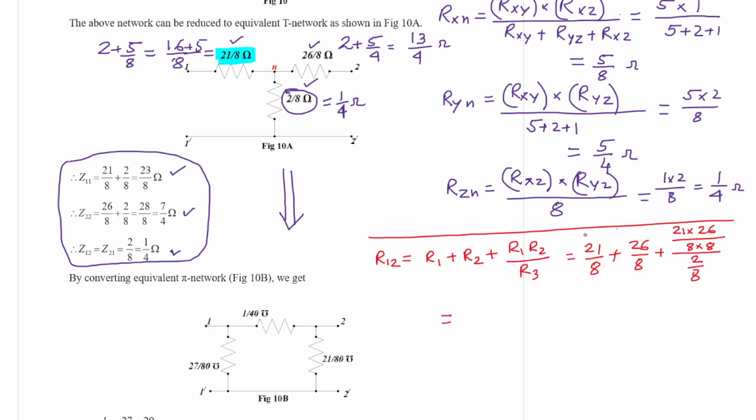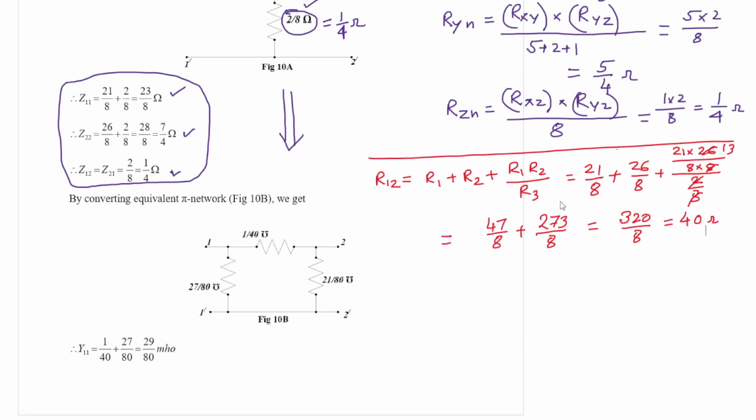So if you solve, the first two terms will yield 47 by 8, and the second one will yield, you see the 8s cancel out, 2 and 26 make it 13. So 21 into 13, that means 273 by 8. So actually it will be 320 by 8, which is equal to 40 ohm. That is R12. So R12 is solved.